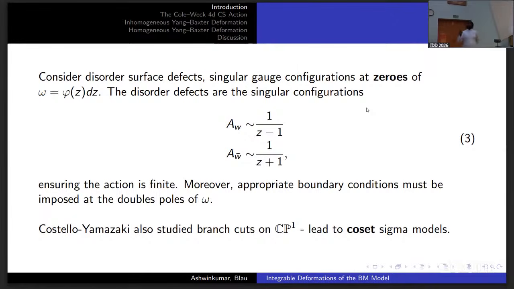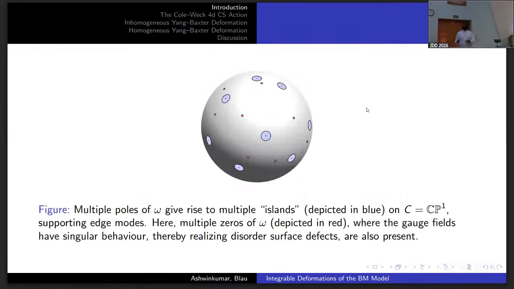So typically, boundary conditions give us integrable sigma models, while branch cuts, as shown by Costello and Yamazaki, typically give us coset sigma models. So this is a nice way to visualize it. Here, these disks you can think of as being at the locations of poles. In the work of Delduc et al., these are called islands.